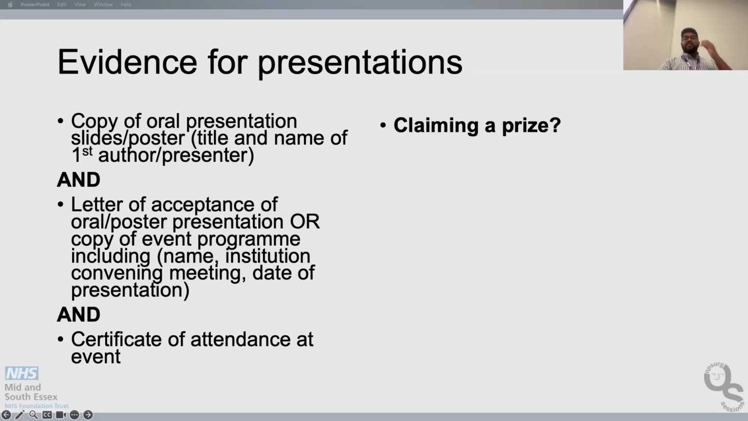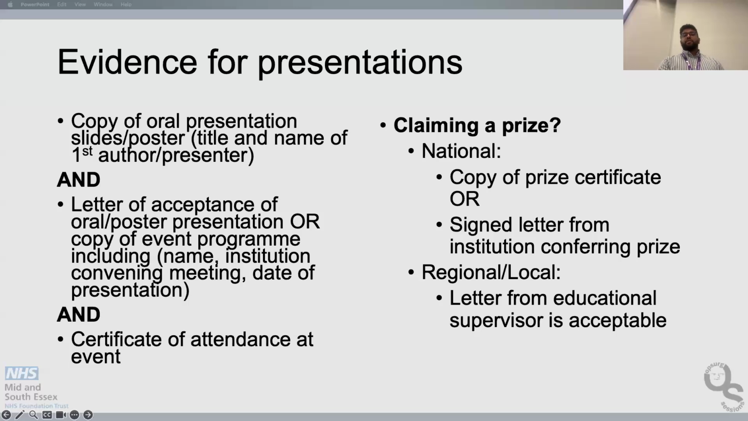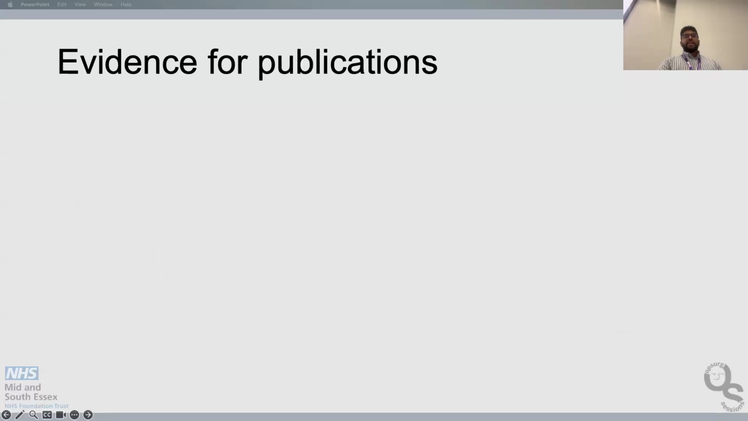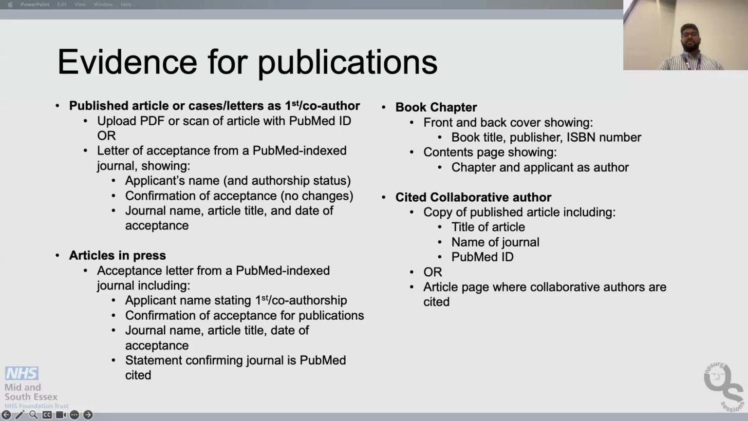If you're claiming a prize, then you'll require a certificate for this prize or a signed letter from the institution that awarded you it. And it's slightly different for regional or local prizes as well. In terms of publications, there's a lot of information on this slide, but we've outlined the evidence requirements for different types of publications. However, the easiest way of showing this for an article that you have been first author, co-author, or a collaborative author of is by uploading a PDF of your article with its PubMed ID, usually at the top.